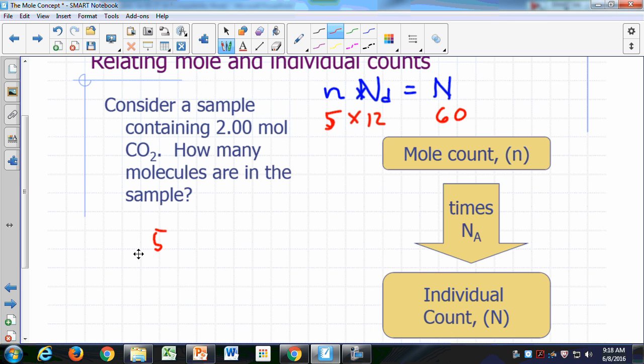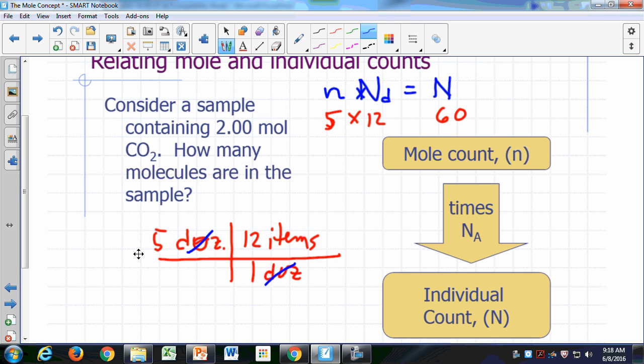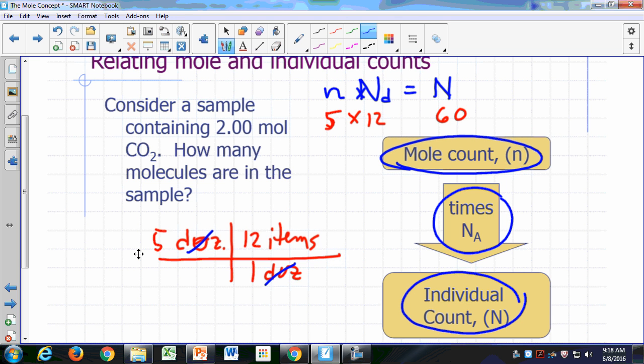So you would say 5 dozen. If you want to do it using dimensional analysis, you say 5 dozen times 12 items in 1 dozen. Okay? So in other words, if you know the mole count, then if you want to actually get the number of atoms or the number of molecules or whatever it is you're counting, all you have to do to get the individual count is you multiply your mole count by however many you have in a mole. So how many you have in 1 mole multiplied by the number of moles gives you the actual count.